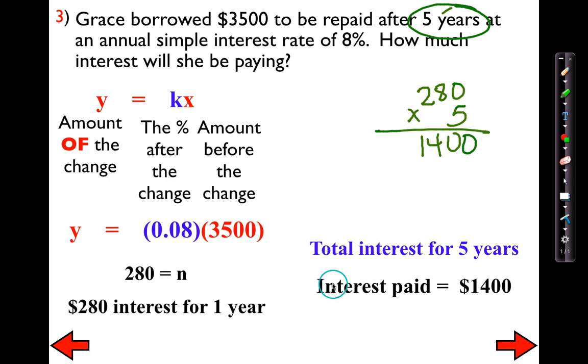Okay, so here's the thing. That's all that they asked. They said, how much interest will she be paying? So since that's all they're asking me, I'm going to say Grace will pay $1,400 in interest for 5 years.